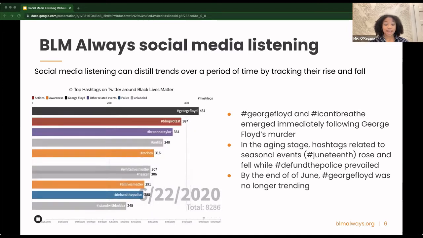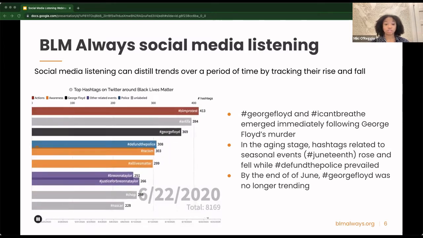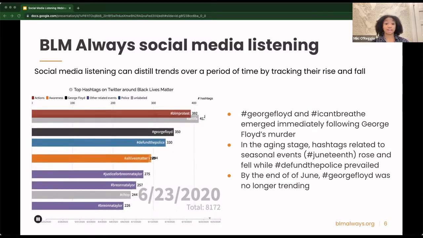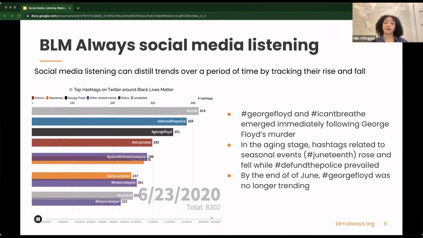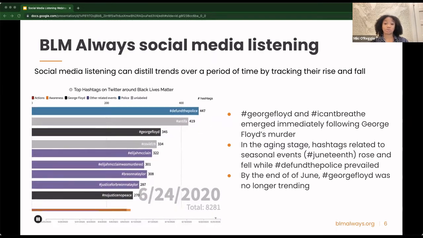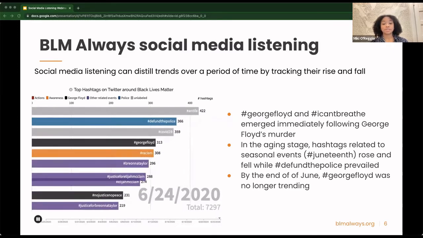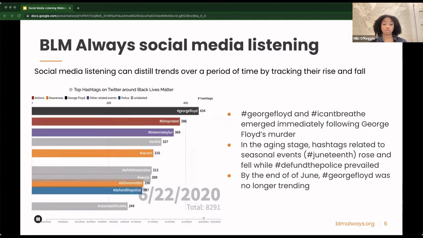And then lastly, by the end of June, so about a month after we started this analysis, hashtag George Floyd was no longer trending. So even though in the beginning it was by far the most popular hashtag, within about 30 days it quickly went back to the bottom. And this is significant because it helps us get a broader view of what's happening on social media.